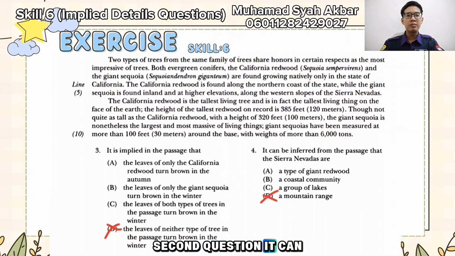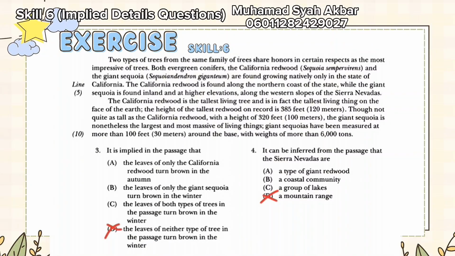Second question, it can be inferred that the Sierra Nevadas are A. A type of giant redwood, B. A coastal community, C. A group of lakes, D. A mountain range. The answer is D. A mountain range. The trees grow along the slopes.